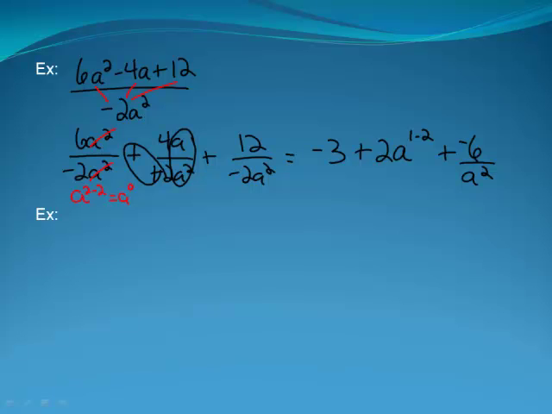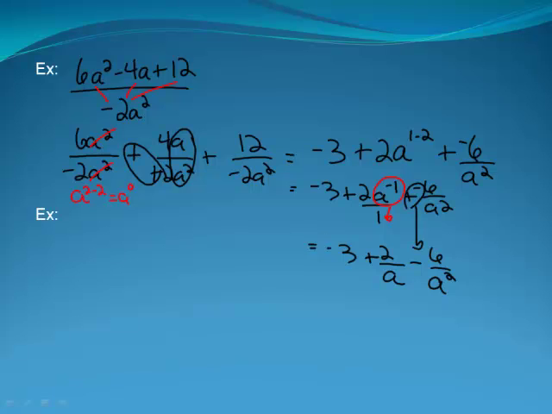All right, now let's work with that a little bit. We've got negative 3 plus 2a to the minus 1 plus negative 6 over a squared. Here you know that you can't leave a negative exponent in your final answer, so you're going to have to pull it down. And your final answer will be negative 3 plus 2 over a to the positive 1 minus 6 over a squared, if we change that plus negative to subtraction. And there's your answer.